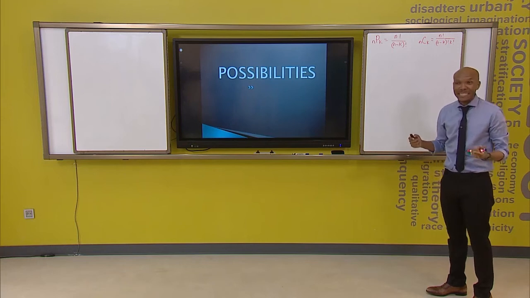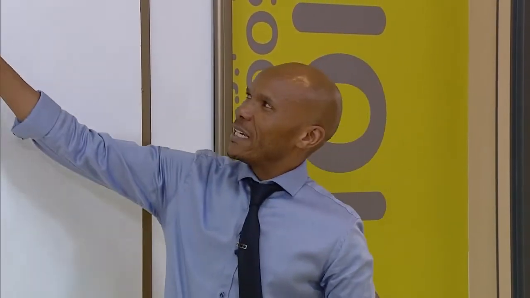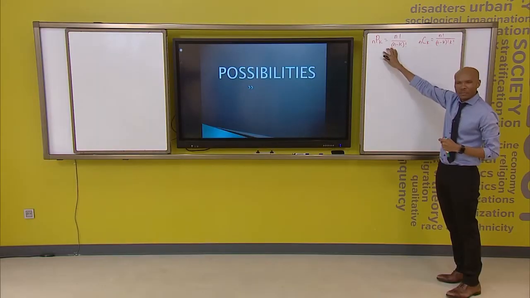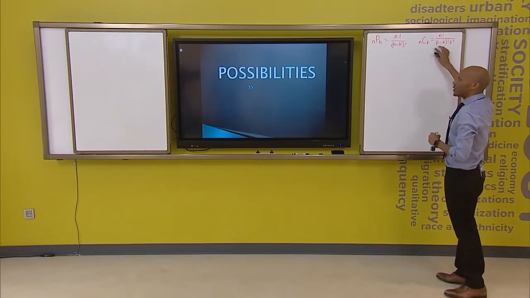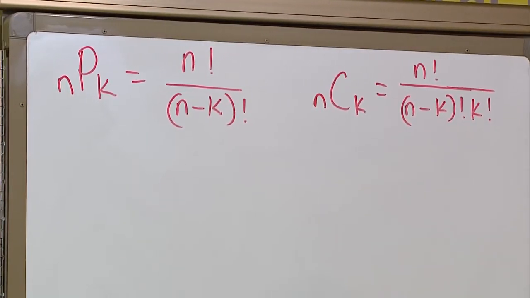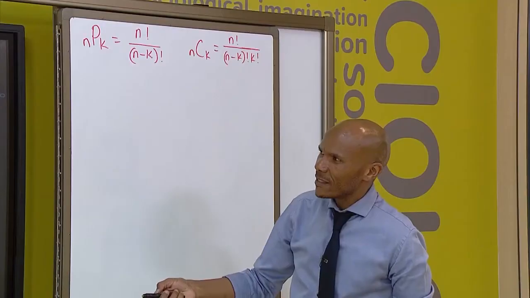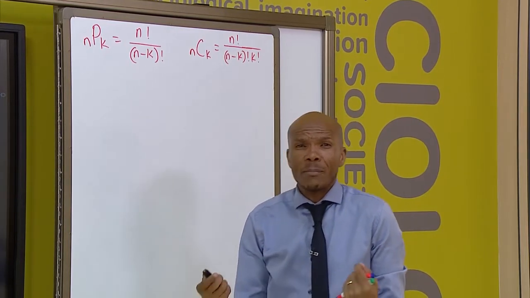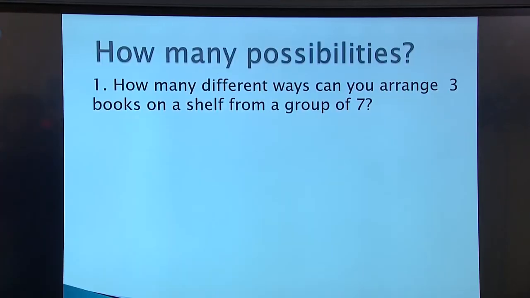So let's continue with our lesson on combinations and permutations. But remember where we ended last. We ended where we derived the formula for permutations and combinations, right? So let us have examples and see where we are going to use this. I'm sure everybody's worried, but where am I going to use this?